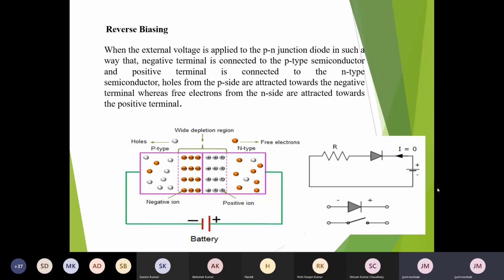And the third thing that you need to remember here is that in reverse bias, as the current is almost zero, the resistance offered by the diode is very high. Ideally it should be infinite resistance, but practically we don't get infinity. A very high amount of resistance is observed, that means in megaohms. Okay, so in reverse bias the resistance will be high, the current will be very low, the width of the depletion region will be larger, and there will be a reverse saturation current if any current is flowing.